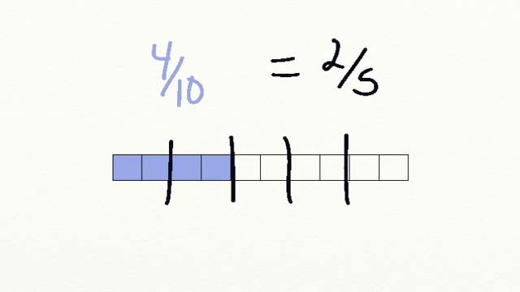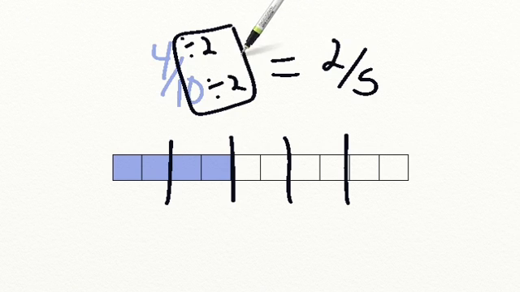So once again, we have a formula for this. Instead of multiplying our numerator and denominator by the same number, we are actually going to divide it. So we can divide 4 by 2 to equal 2, and we can divide 10 by 2 to equal 5. So instead of multiplying to get a larger number of pieces and a larger denominator, we're just going to do the opposite and divide to get a smaller denominator.